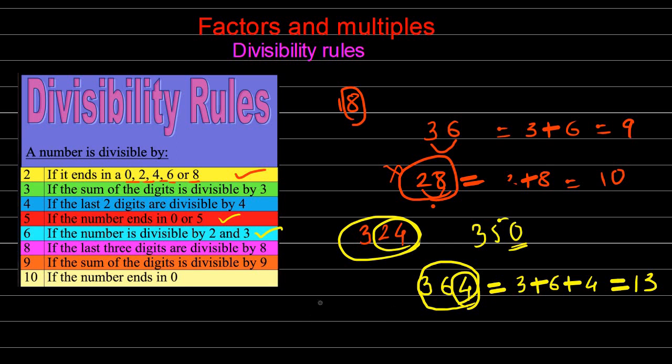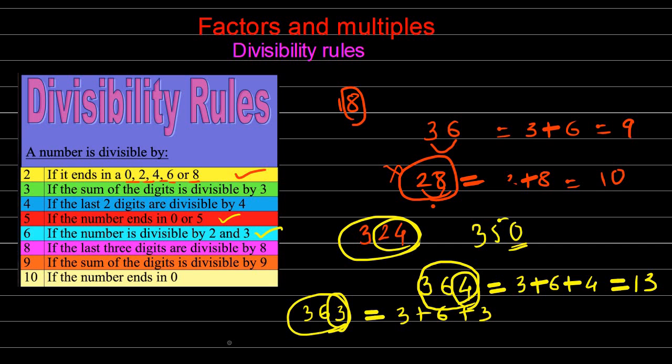So let's take one more example. 3 plus 6 is 9, and 9 plus 3 is 12, so we can get a number like 363. You need to again add the digits: 3 plus 6 is 9, plus 3 is 12. So this number is divisible by 3, but you can see that it is not divisible by 2 because the number is not ending with an even digit.